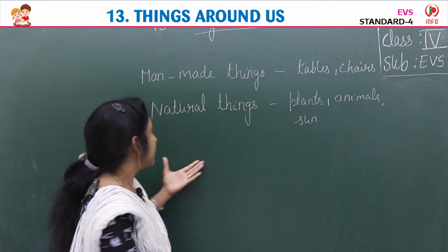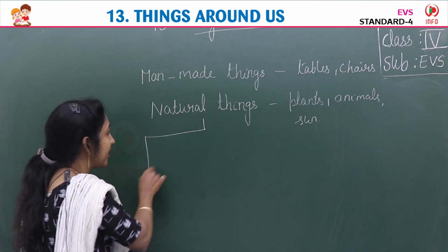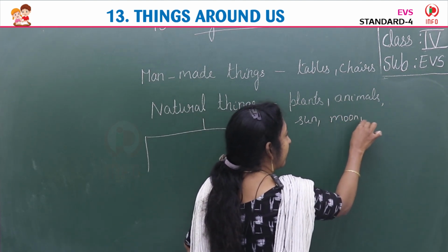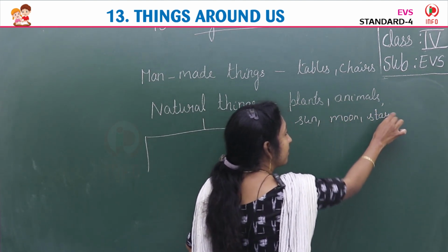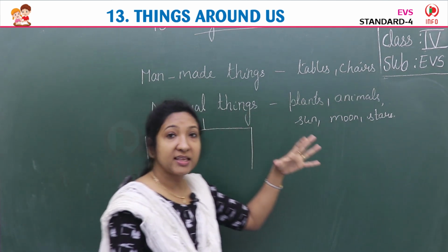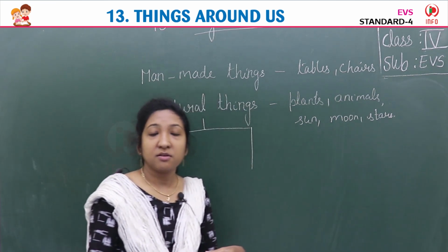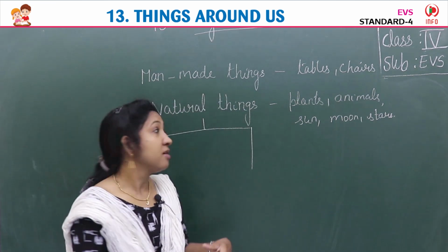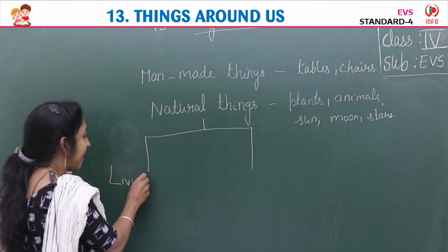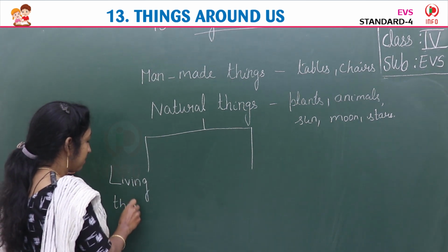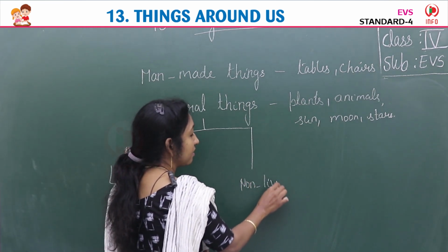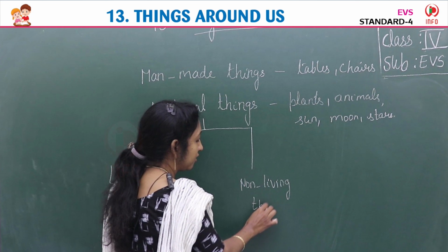So these natural things, again we can divide. Why? Because sun, moon, stars, etc. are natural things that occur in nature. In the natural things itself, some things have life and some things do not have life. So natural things are again divided into living things and non-living things.